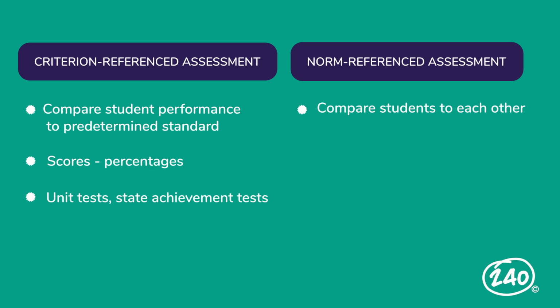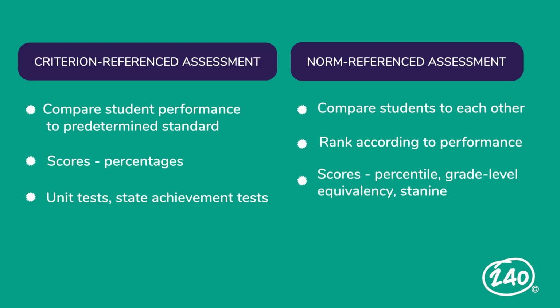Norm referenced assessments compare students to each other and rank them according to performance. Scores on these types of tests come in a form of percentile, grade level equivalency, or stanine using a normal bell-shaped curve. Common examples include the Scholastic Aptitude Test, or SAT, and Intelligence Quotient, IQ test.